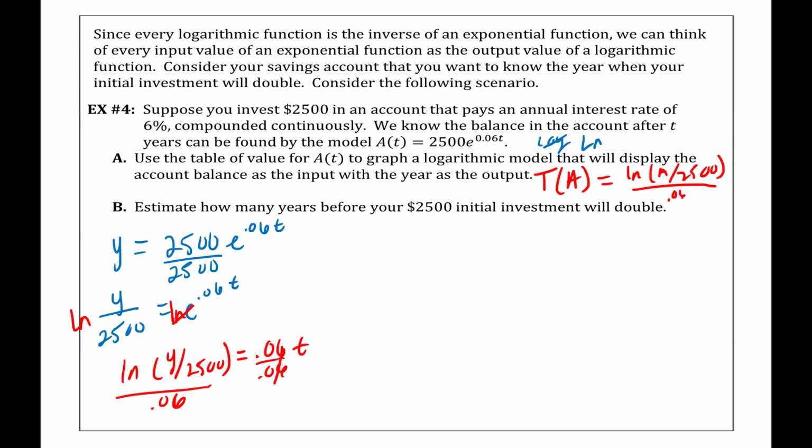Okay, so now that you have this equation, could you do part B? I am. Okay, I'm going to run to the bathroom while you do part B.